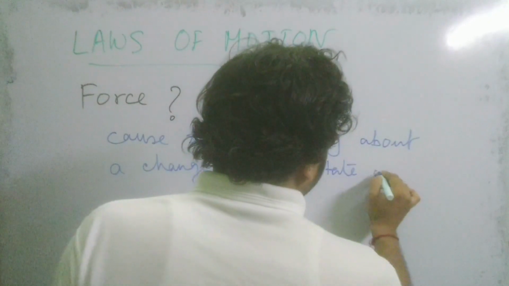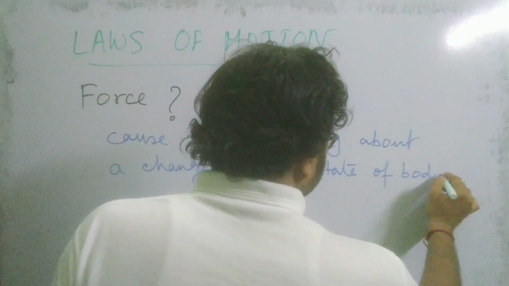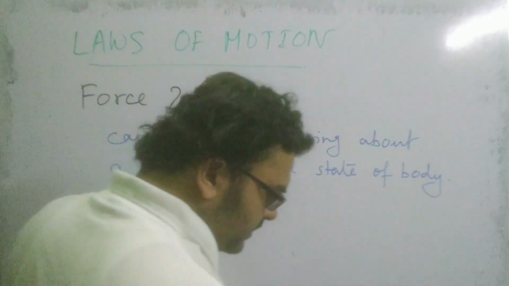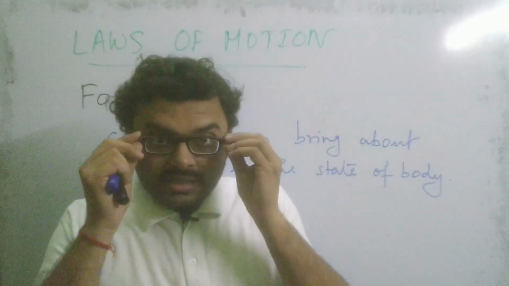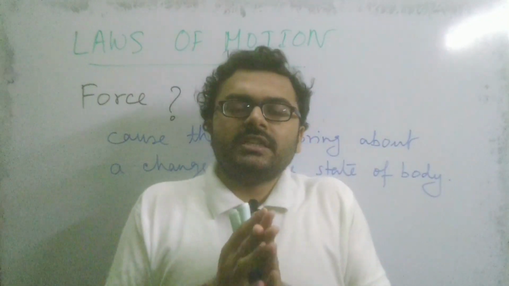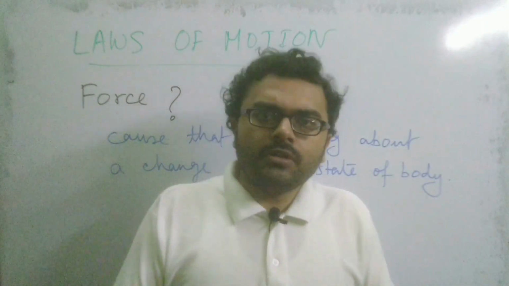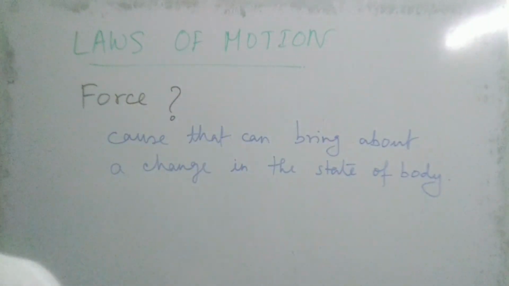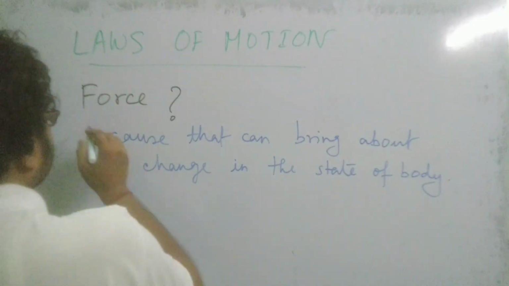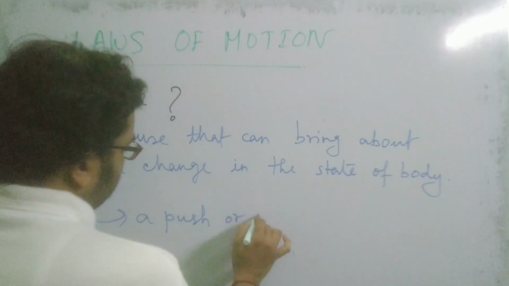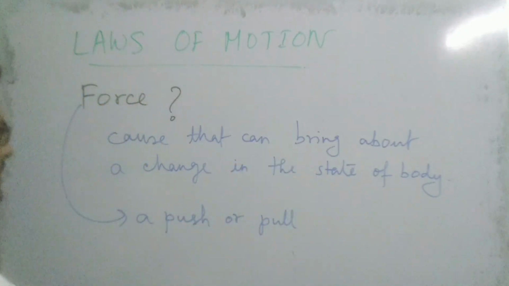State. What do you mean by this term? By this term state you can mean the state of rest or state of motion. It can be the shape, it can be the size, anything. So the state of the object is changed by this factor called force. In very simple terms we can say that force is a push or pull. In other terms you can also refer to this as a push or pull that is causing a change in the state of the object.